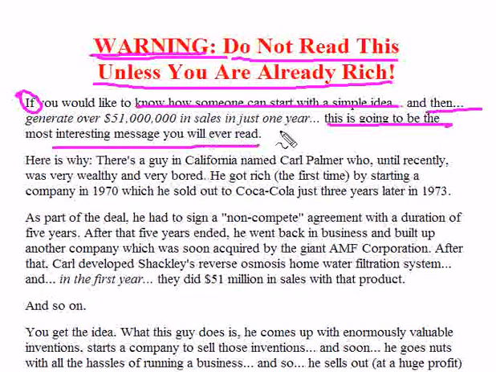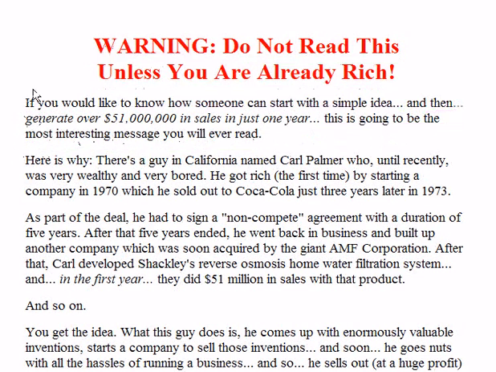If they want this benefit, then this is what they can do. Okay, so here he's giving a benefit for reading the letter itself. In other words, if you want to find out more about how someone can start with a simple idea and make this kind of money, then this is going to be a very important message. And then it follows with the "here's why."